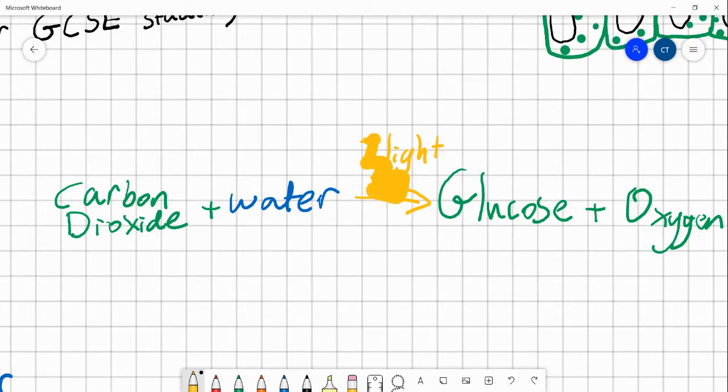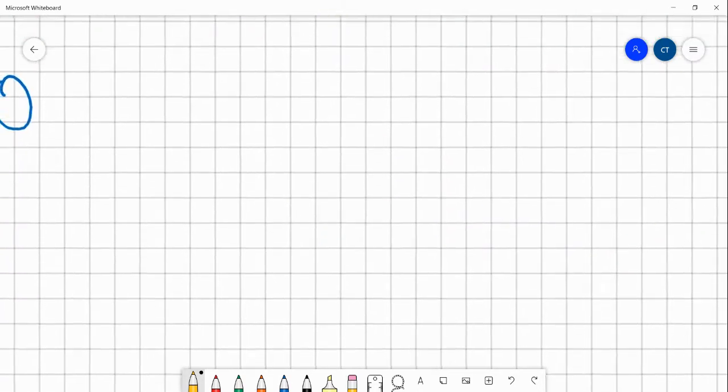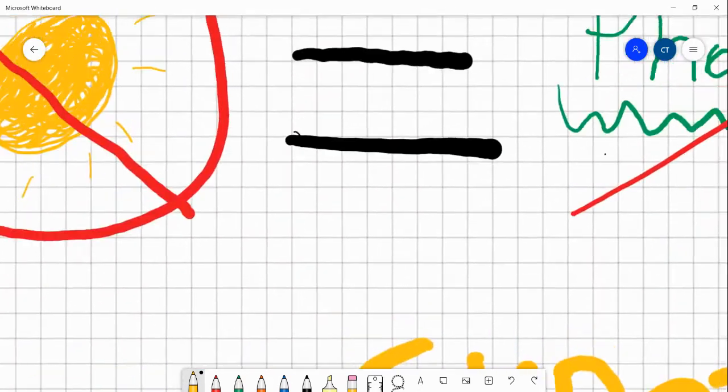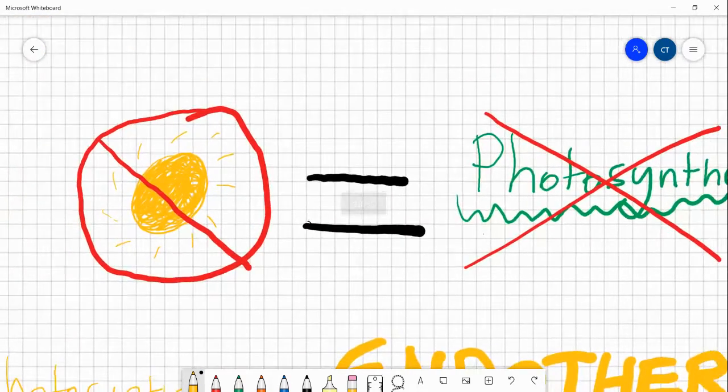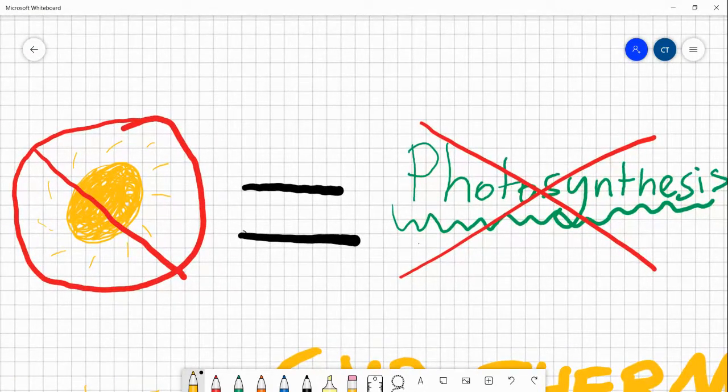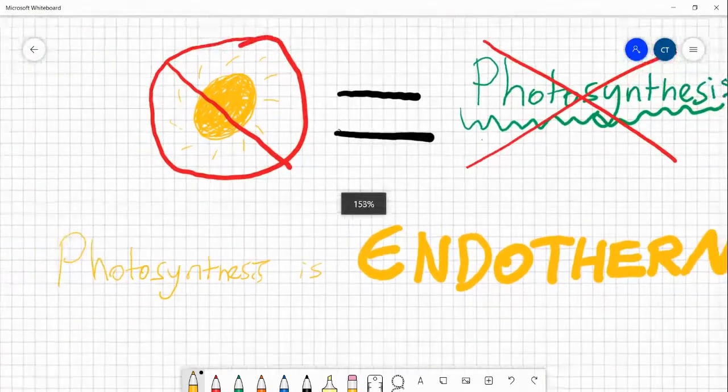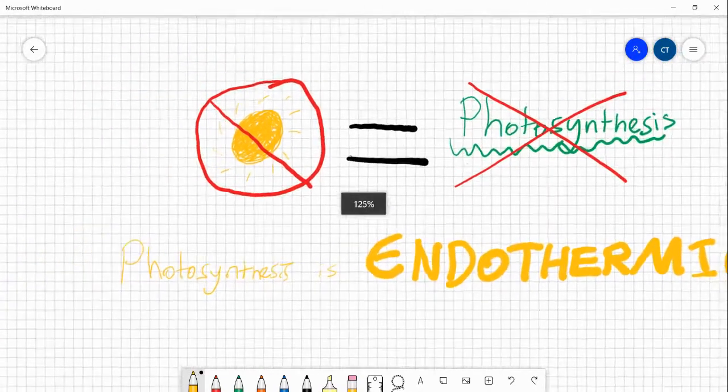Now, hopefully this is fairly obvious. If you leave a plant in a dark room, it's not going to photosynthesize, it's just going to die. Photosynthesis requires light. I've even drawn a little cartoon down here to try and demonstrate how important it is. No light, no photosynthesis. For this reason, photosynthesis is endothermic.